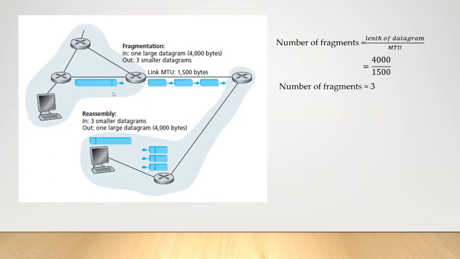That means we can fragment this large datagram into 3 sub datagrams, each having a header similar to that of the large datagram, which is 20 bytes, and we transfer it through our routers. These datagrams will travel through multiple routes of the network and finally reach the destination, where the reassembly of the fragments takes place.